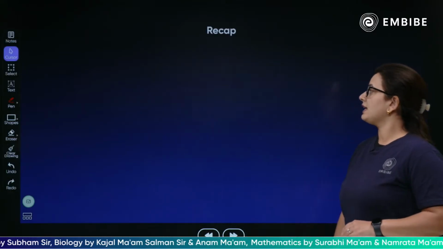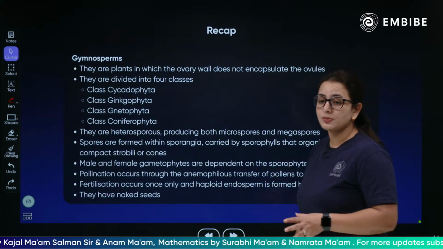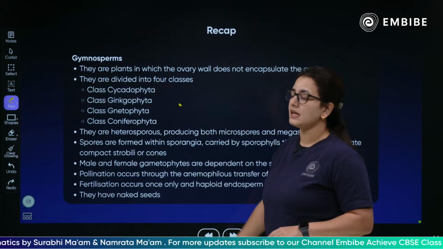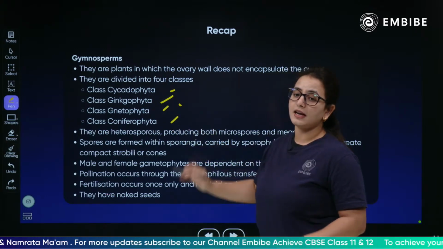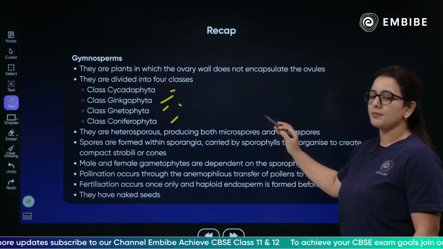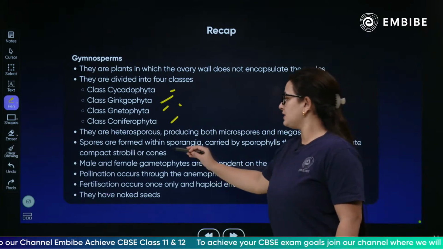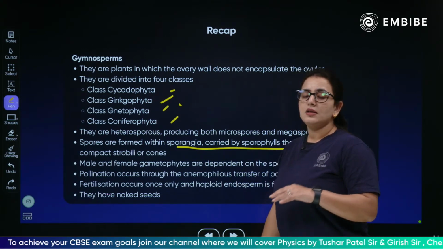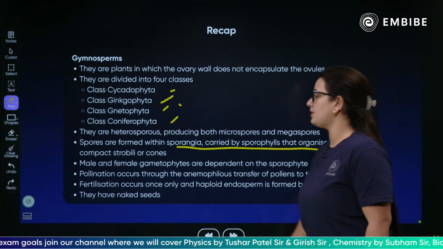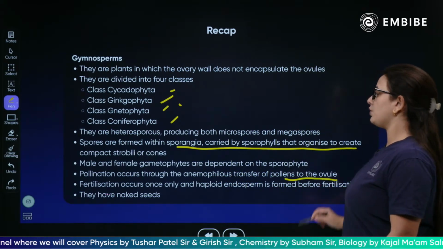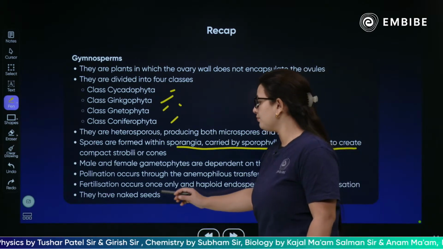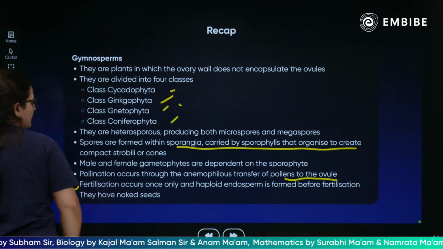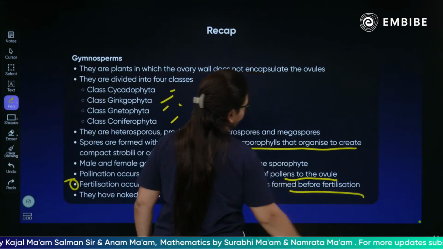Let's have a quick recap of what we studied in the previous session. We studied the gymnosperms. We discussed their classes: Cycadophyta, Ginkgophyta, Gnetophyta and Coniferophyta. They are heterosporous, producing both microspores and megaspores. Spores are formed within sporangia carried by sporophylls that are organized to create strobili, also known as cones. There are male and female gametophytes dependent on the sporophyte. Pollination occurs through anemophily, the transfer of pollen grains to the ovule. Fertilization occurs only once, and haploid endosperm is formed before fertilization. Please remember this point, which is absolutely necessary.